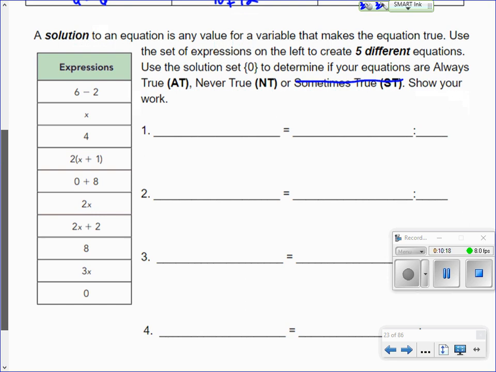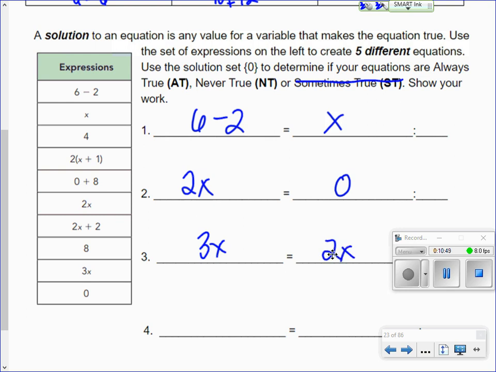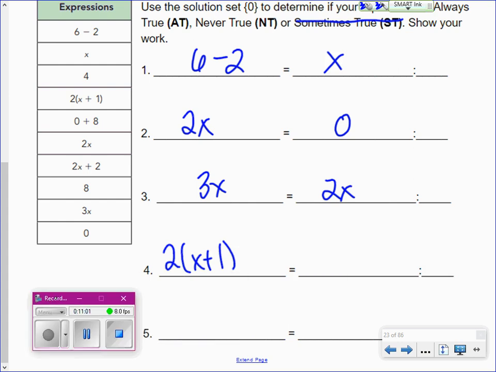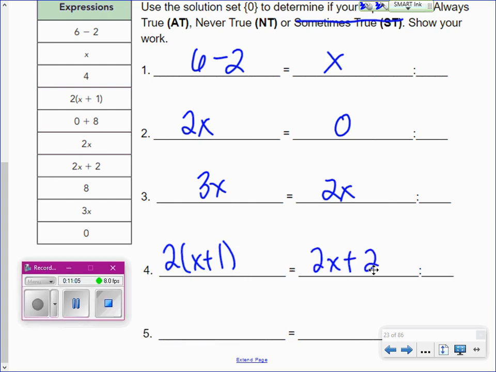Now, you are going to match these up any way you want. They don't have to make sense. You're just going to write two expressions, setting them equal to each other. For instance, I'm going to say 6 minus 2 equals x. Okay? I'm going to set these two equal together. Then I'm going to go 2x equals, let's go 0. And then let's do 3x equal to 2x. Okay? And then let's try a big one. Let's do 2 times x plus 1 and 2x plus 2. Okay? 5 is yours. So you're going to do that all on your own, and I'm going to check it on Tuesday.